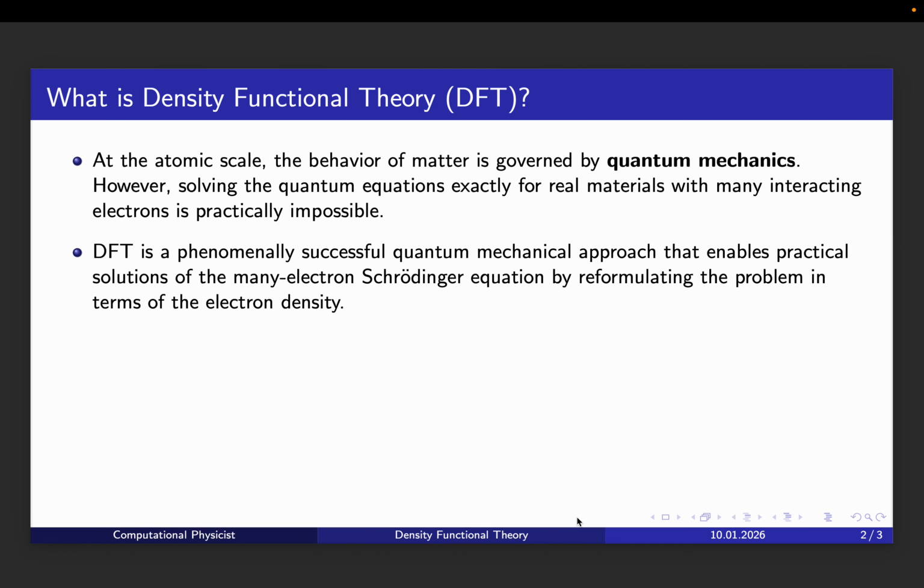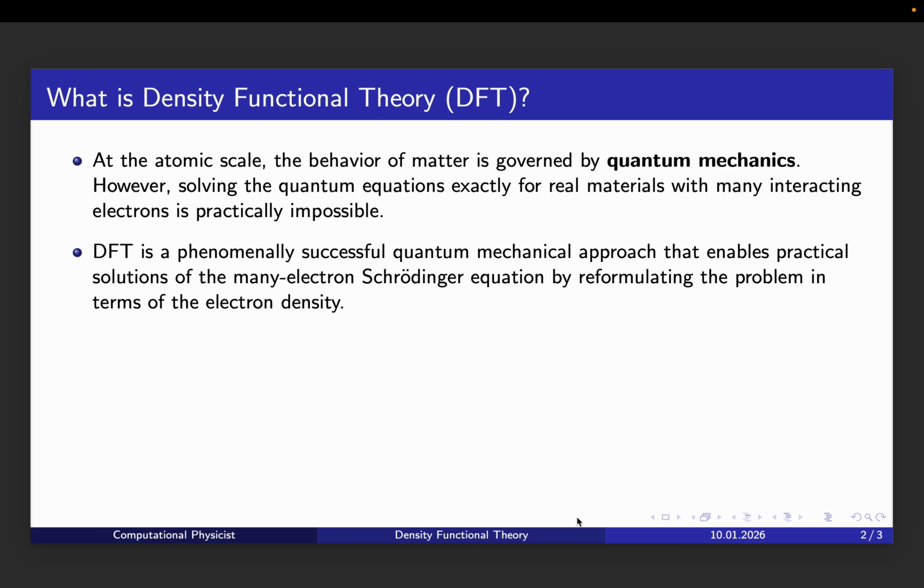At the atomic scale, the behavior of matter is governed by quantum mechanics. However, solving the quantum equation exactly for a real material with many interacting electrons is practically impossible. But DFT is a phenomenally successful quantum mechanical approach that enables the practical solution of the many-electron Schrodinger equation by reformulating the problem in terms of the electron density.